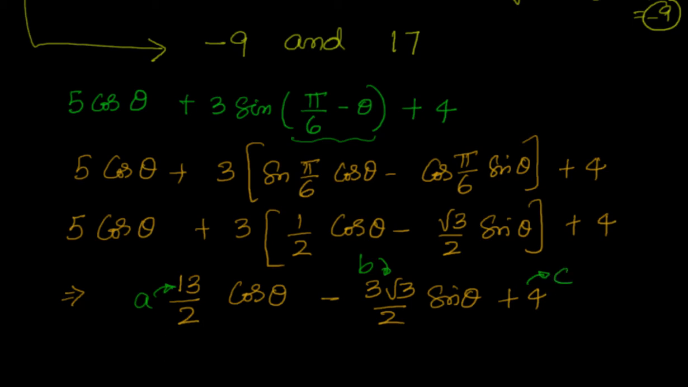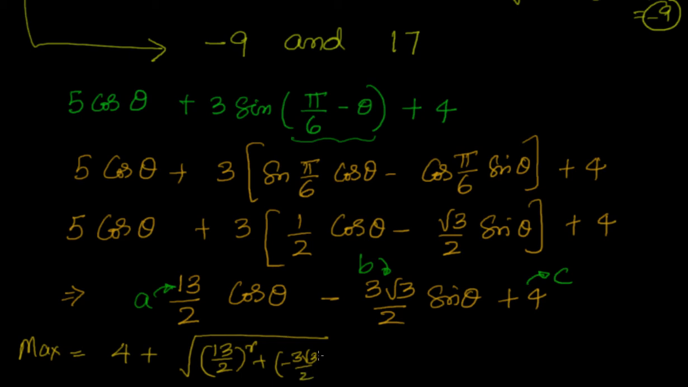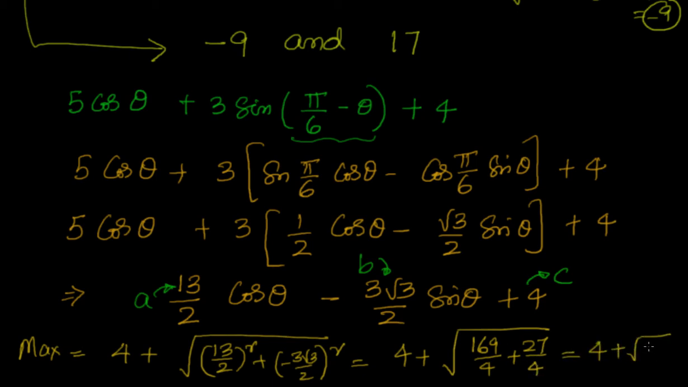So I can directly go to the formula and substitute it. I can say max value is equal to c, 4, plus square root of (13 by 2) whole square plus (minus 3 root 3 by 2) whole square. That's nothing but equal to 4 plus square root of 169 by 4 plus 27 by 4. That's nothing but equal to 4 plus square root of 196 by 4, which is 49. That's nothing but equal to 11. So the max value is nothing but equal to 11.